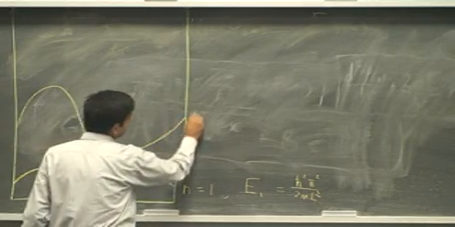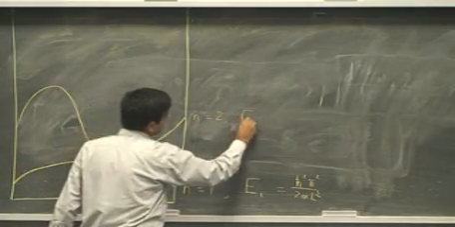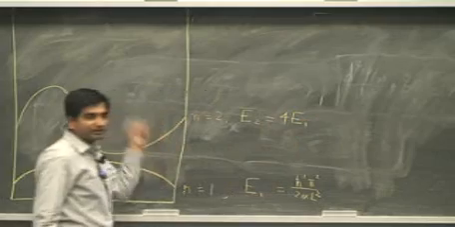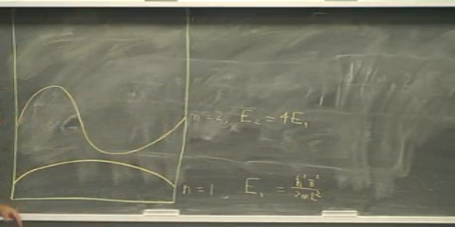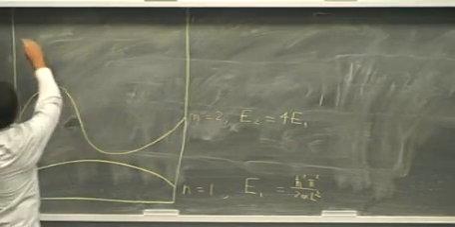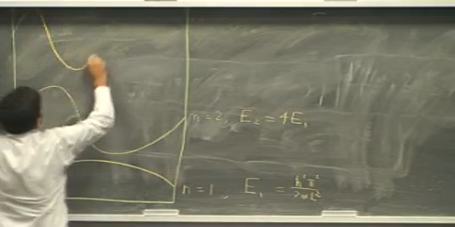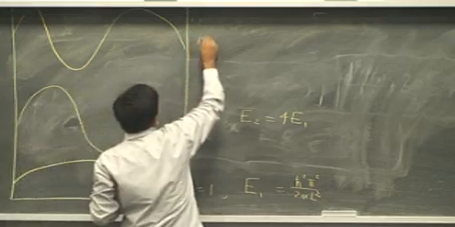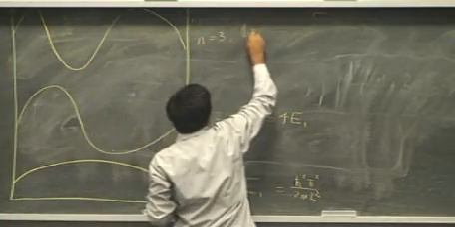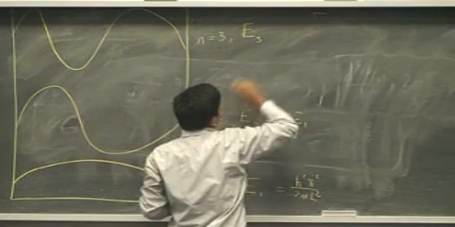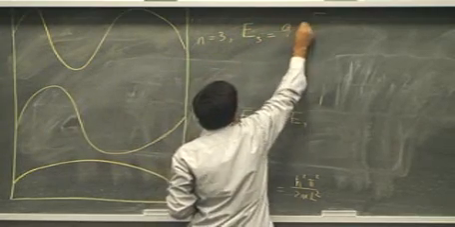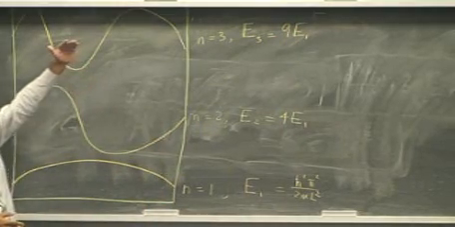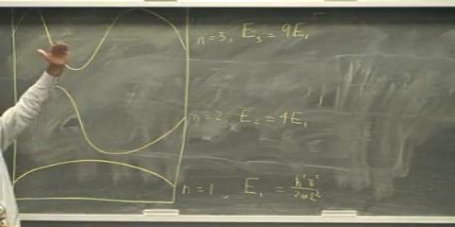This is n equals 2, and the energy is 4 times the energy of E1, because it's an n squared factor. For n equals 3, I have this standing wave. This is n equals 3, and the energy of this wave function is 9 times E1. Therefore, the energies are not equally spaced, but the energies increase quadratically.